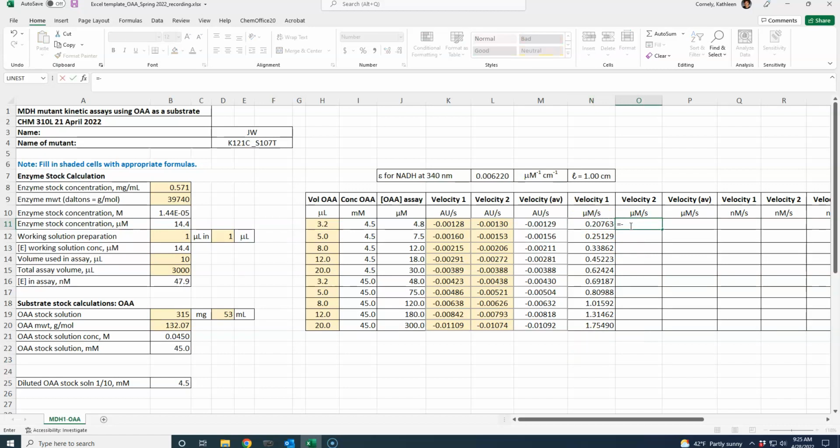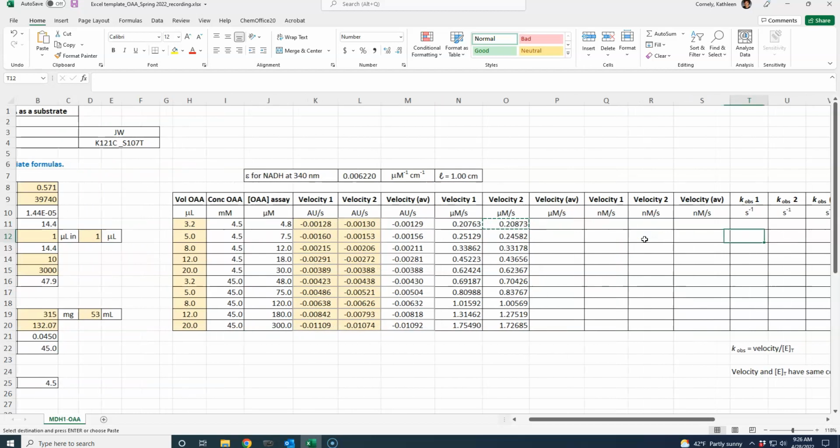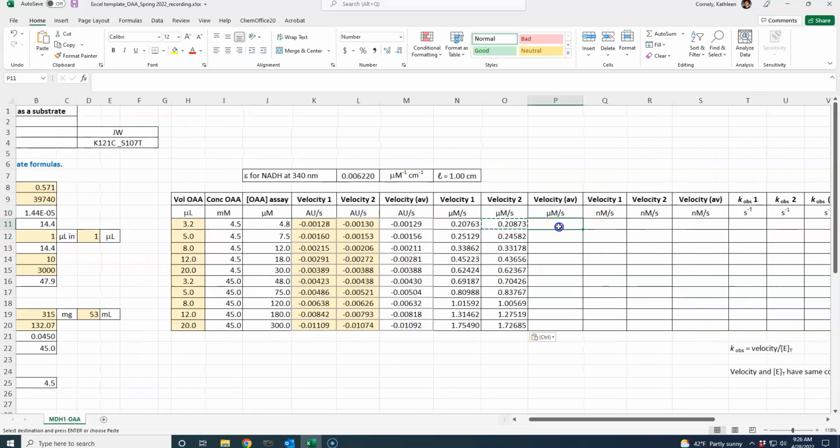Let's do the same thing for the second trial. That's going to be that absorbance divided by the extinction coefficient, and I'm going to copy, but again, I'm going to need to change this to an absolute reference. Okay, so the next thing I want to do is calculate an average. Again, use a built-in Excel function, and that's my average. Let's copy here.